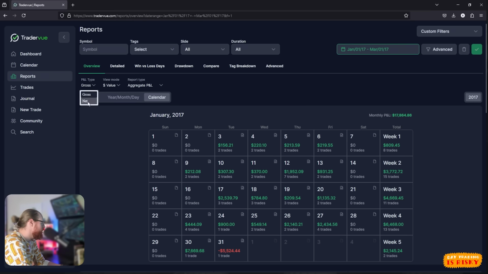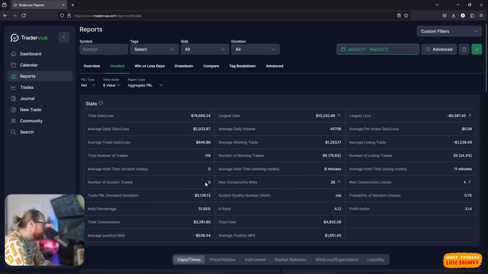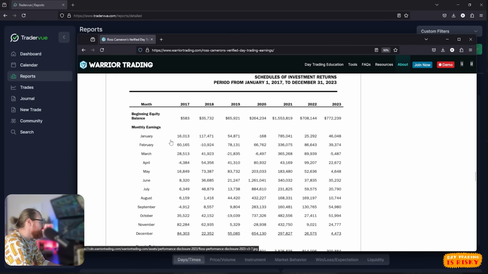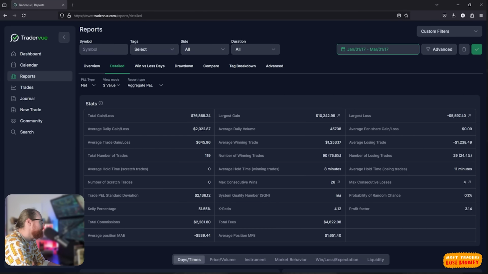This will just give you the rough idea. So I had 119 trades, and the total gain through March 1st was $76,000. Right, so 60,000 from February plus 16,000 from January. So about 76,000 plus whatever I might have made on March 1st.